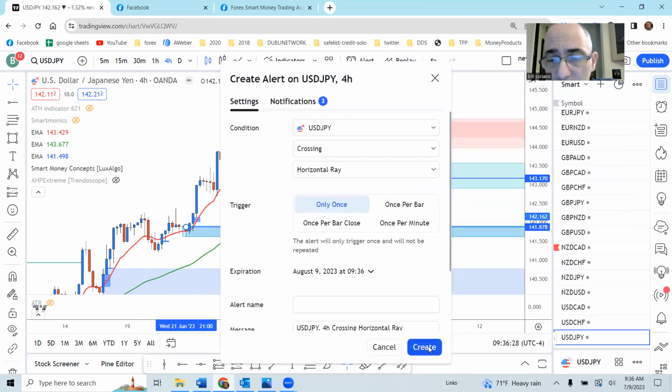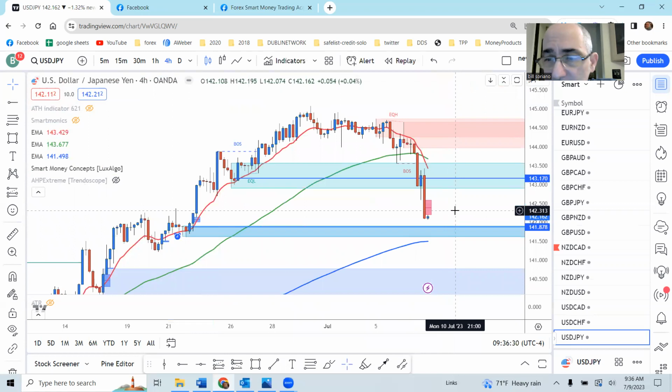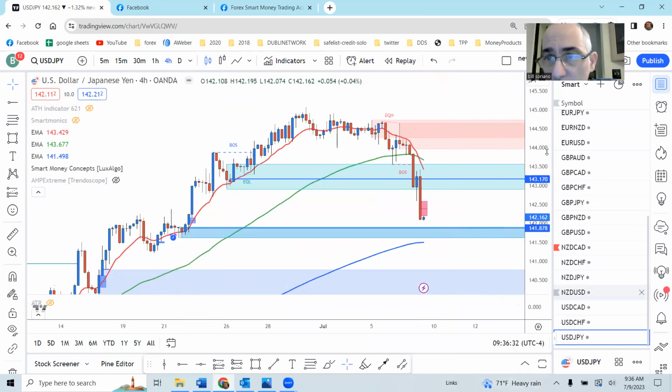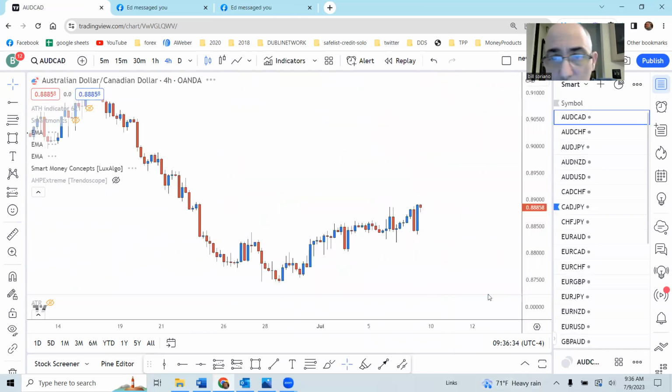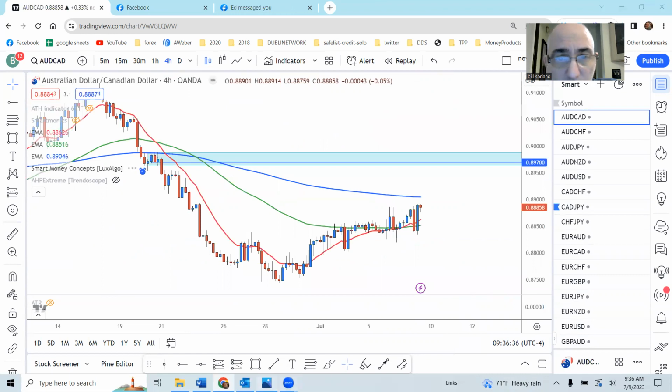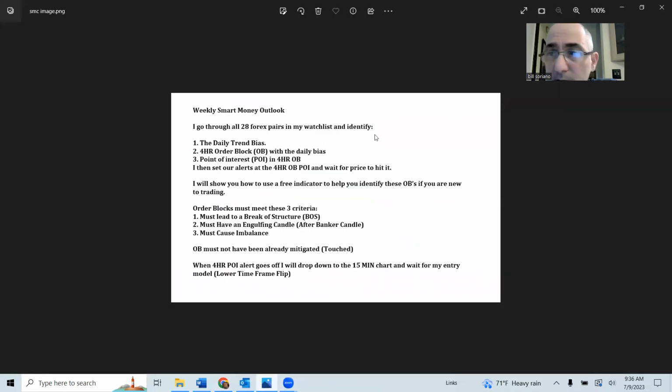Okay, so what we've done here today, guys, on this session is we've gone through all 28 Forex pairs in my watch list. We identified the daily trend bias. We identified a 4 hour order block with the daily bias. We identified a point of interest inside of that 4 hour order block. We set our alert there, right?